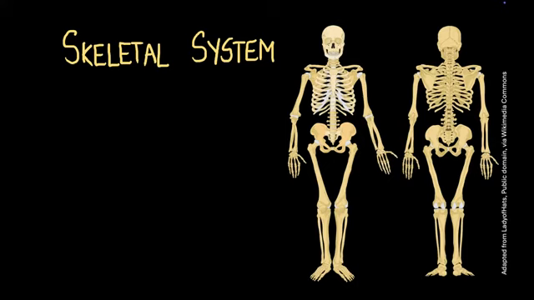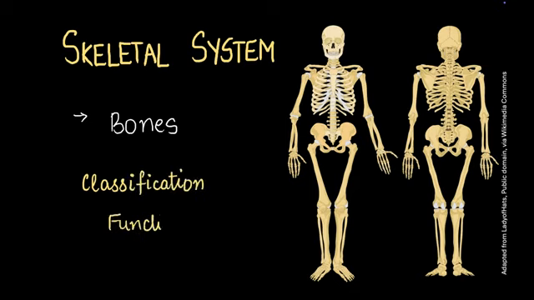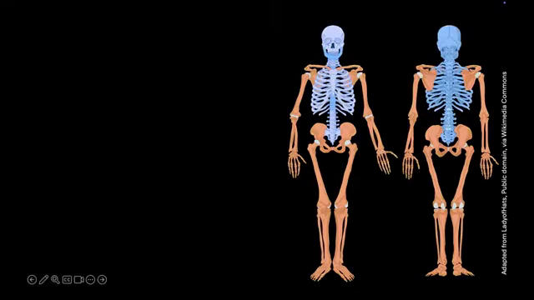The skeletal system is primarily made up of bones. In this video, we will discuss one way of classifying bones and the functions of some of the important bones of the human body. All the bones in the human body are divided into two categories. By the way, our bones are not blue and orange. I've just coded them that color so that we can understand these two categories.